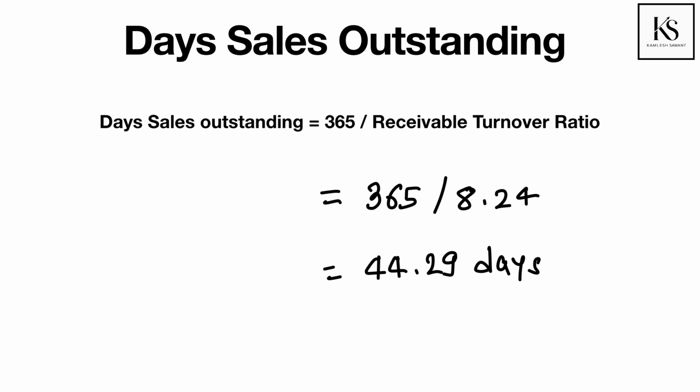Both receivables turnover and DSO indicate the credit policy of the firm. An efficiently run company should strike the right balance between the credit policy and credit it extends to its customers. In this video, we have completed analysis of operating ratios. In the next video, we will learn about valuation ratios.